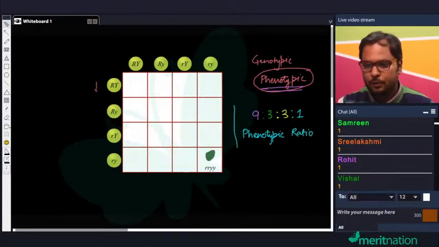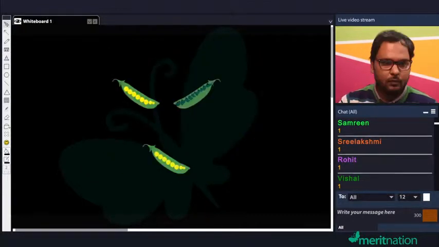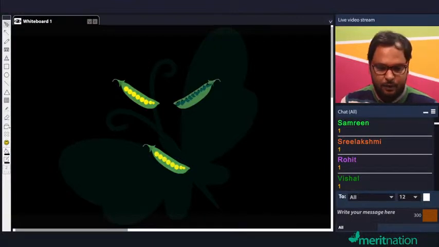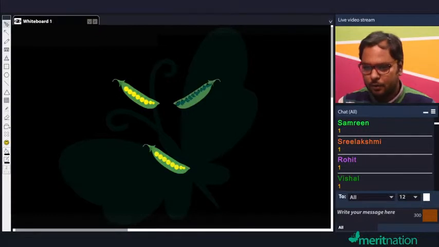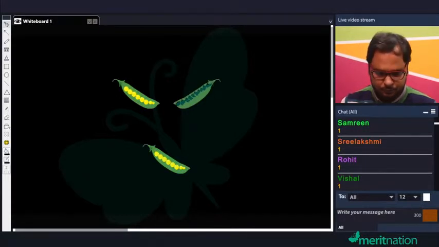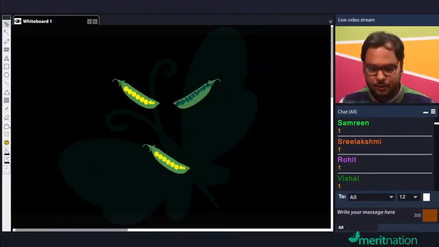Fine. So we are going to remember this one, and we'll try to understand the genotypic ratio here. All right. So I'm just moving down to my particular. Okay. So we'll try to understand this thing through another round of Punnett square.